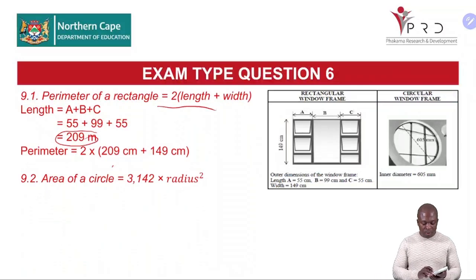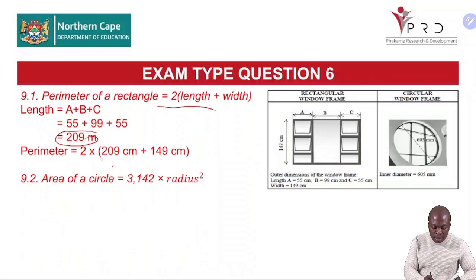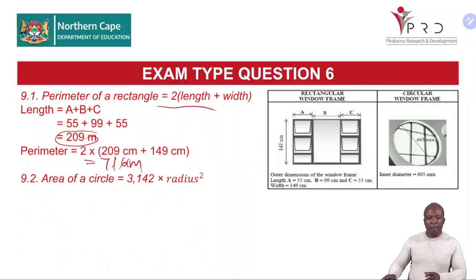Let's put the values together. 2 times open bracket 209 plus 149 close bracket. That will give us 716 centimeters. That is the perimeter of the rectangular window.